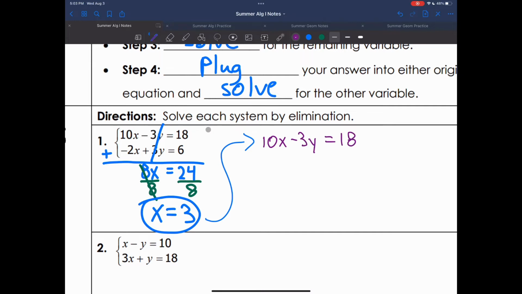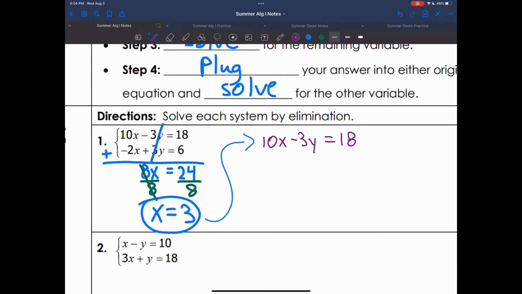Now, what I'm going to do is plug in the answer I got over here, my x equals 3. Since it is the value of x, that means I can replace any x I see over here with that number that I just found for it. So x equals 3, so I'm going to plug in a 3 wherever I see x, right there. I'm literally going to take out the x and put in a 3 in its place.